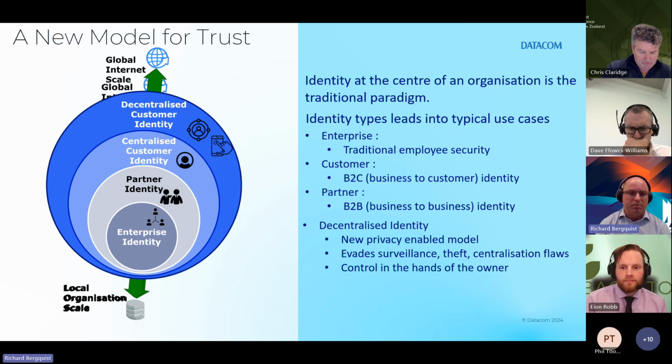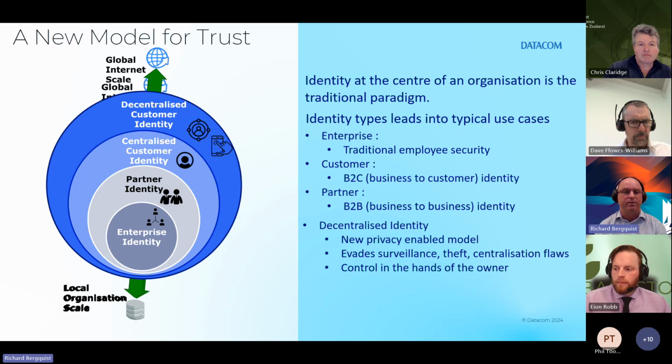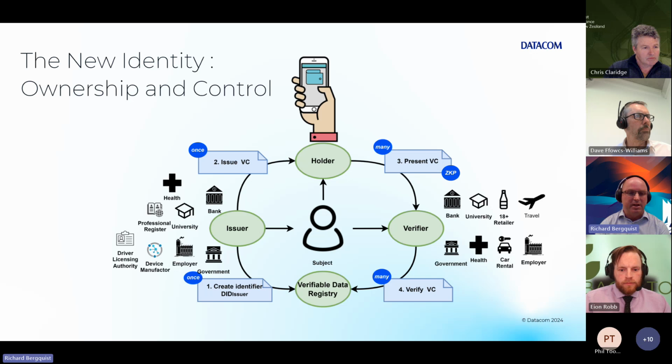What emerged is a new concept of decentralized identity, where it's a whole new privacy model that is tamper-proof and evades surveillance, and it starts to resist all the centralization flaws that we saw previously. And its basic ethos is decentralized, but with control in the hands of the owner. So these organizations that are hoovering up massive vaults of identity data don't have that asymmetric power that they currently have. So this is where the standards bodies started to make headway. And there's a new model around identity.